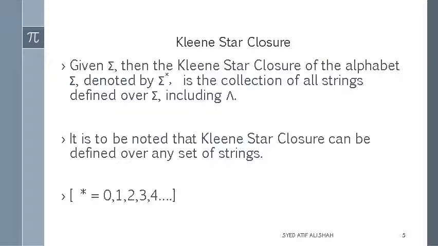Let's start with Kleene star closure. Given sigma, the Kleene star closure of alphabet sigma, denoted by sigma star, is the collection of all strings defined over sigma including lambda. It is to be noted that the Kleene star closure can be defined over any set of strings. Now here we will take the value of star as 0, 1, 2, 3, 4 and so on.